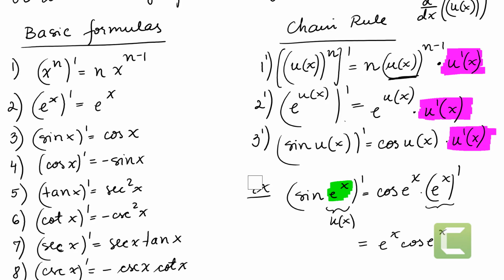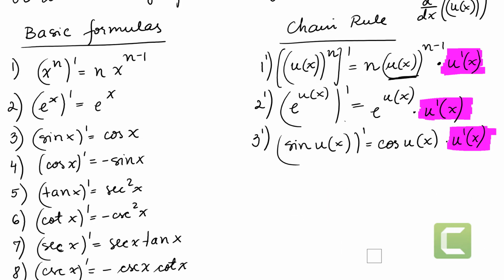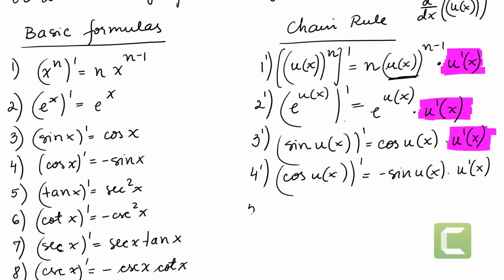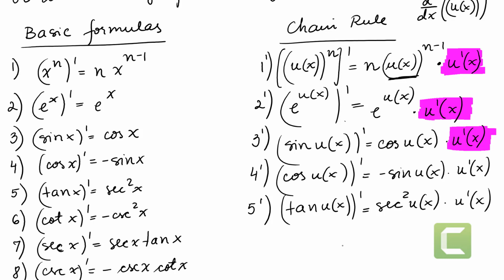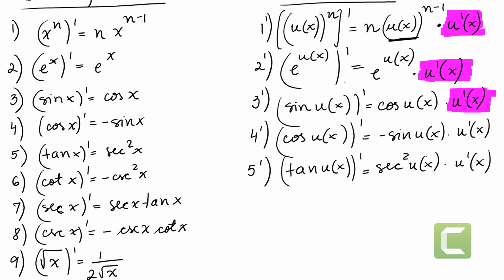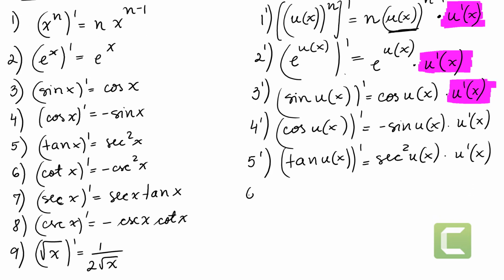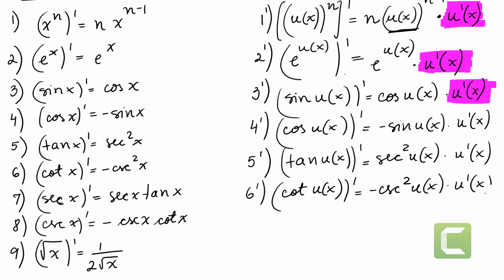And so the next problems are very similar. So 4 prime would be cosine of u of x prime is negative sine of u of x times u prime of x. 5, tangent of u of x, right? So not just x but some function, is secant squared of u of x times u prime of x. So all the time you want to identify what's your u of x, and don't forget to actually multiply by u prime of x. 6 prime would be cotangent of u of x prime is negative cosecant squared of u of x times u prime of x.